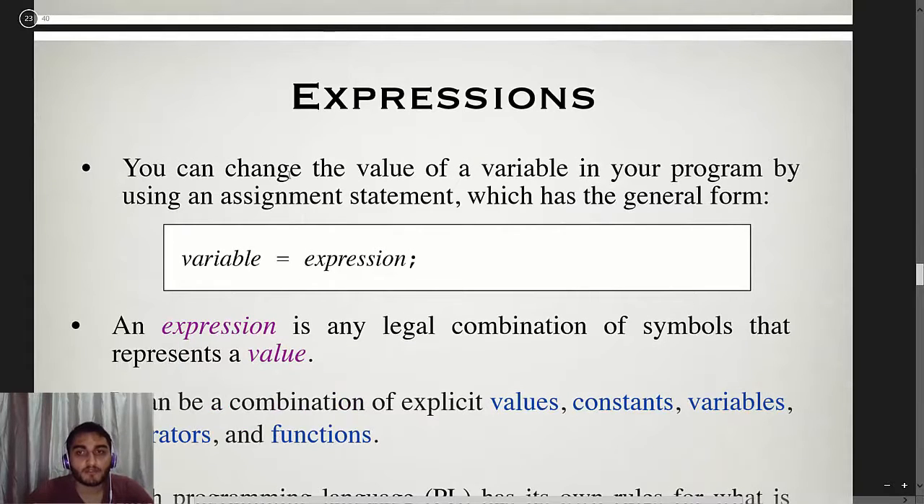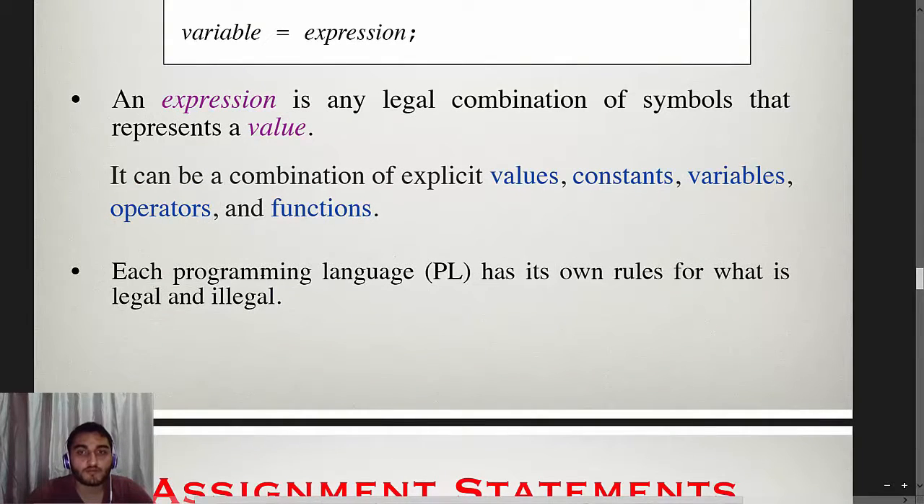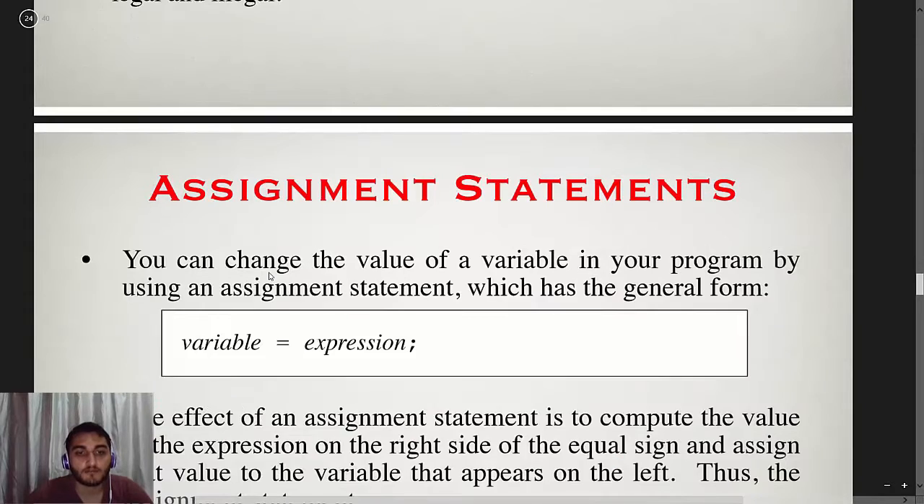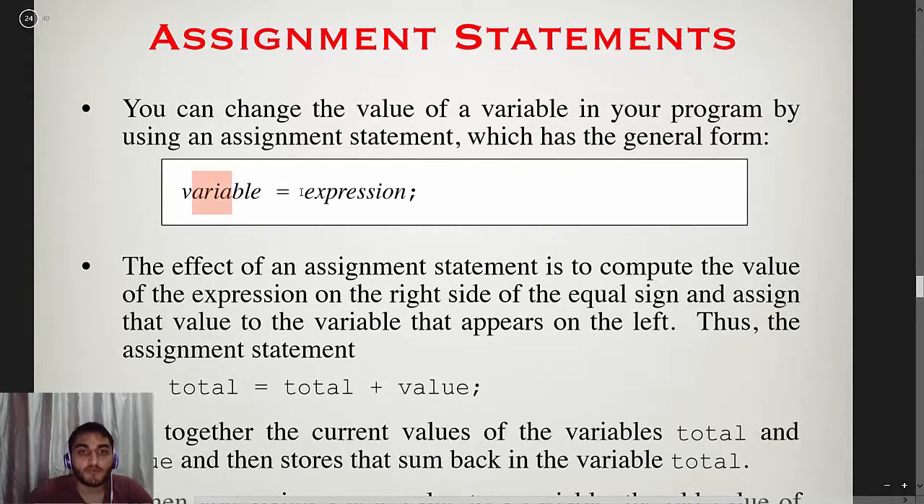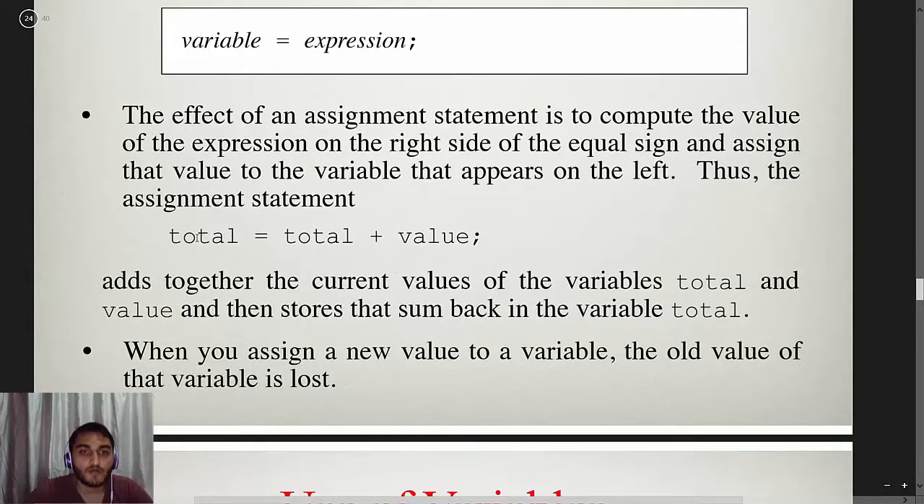You can change the value of a variable in your program by using an assignment statement, which has the general form variable equal expression. An expression is any legal combination of symbols that represents a value. It can be a combination of values, constants, something like that. Variable equal expression. What's your variable? What's your expression? For example, this one, total equal total plus value. Total is your current value, total again is your current value, you put a value to change your current value. Something like 10 plus 10 equal some number, some count maybe.